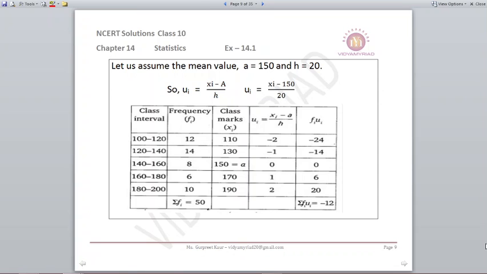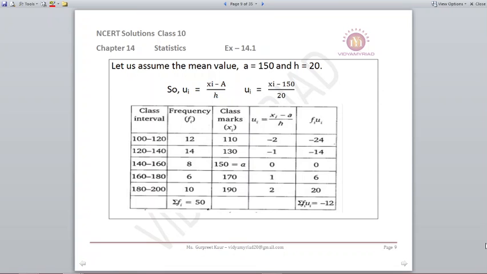So now we will calculate what ui is. Ui is xi minus A upon h. You have to do the calculations on your rough side, or you can even write it in that box at the side. You will get your numbers like minus 2, minus 1, 0, 1, 2. Always it will come like this: minus 1, minus 2, minus 3, 0, 1, 2, 3. The assumed mean will always be 0.